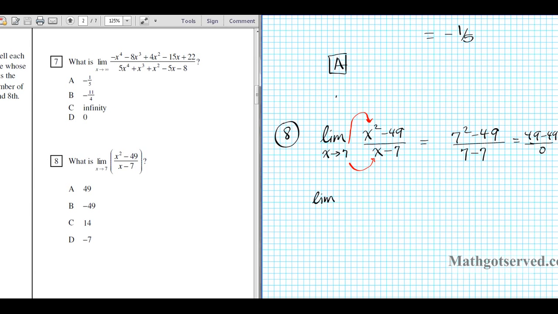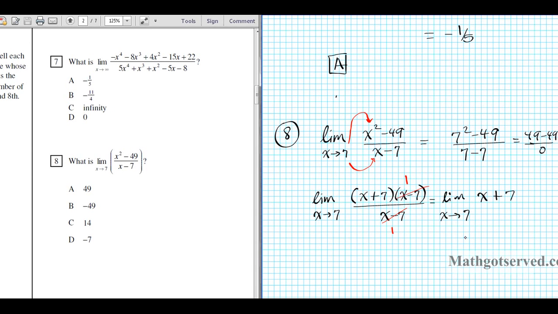Since we have that issue, that means we need to go back here and simplify first. So we have the limit as x approaches 7. Now we can factor the numerator. Since it's a difference of squares, we just take the square root of the first and the last and write the sum and the difference of the square roots, that over x minus 7. Now let's see what happens. We can divide it. x minus 7 goes here once, x minus 7 goes here once. So we're going to have the limit as x approaches 7 of x plus 7.